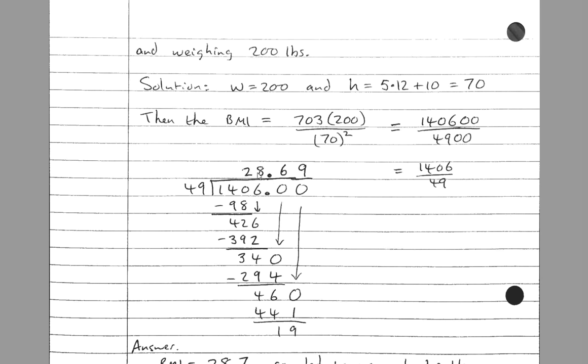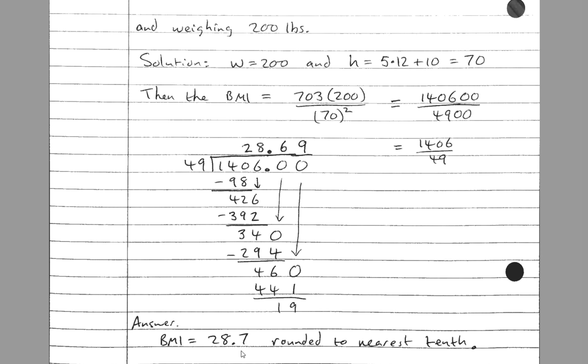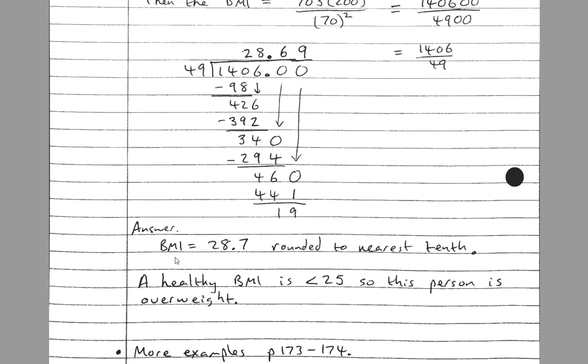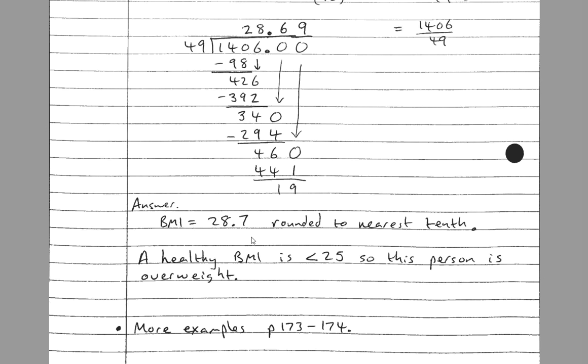Okay, so we're getting 28.69, and we're rounding to the nearest tenth. So if we're rounding to the nearest tenth, here's the rounding place. The next digit 9 is 5 or higher, so we're going to increase this to a 7. So 28.7, that's the BMI. Okay, so this BMI is above 25, so I would say this person is overweight.